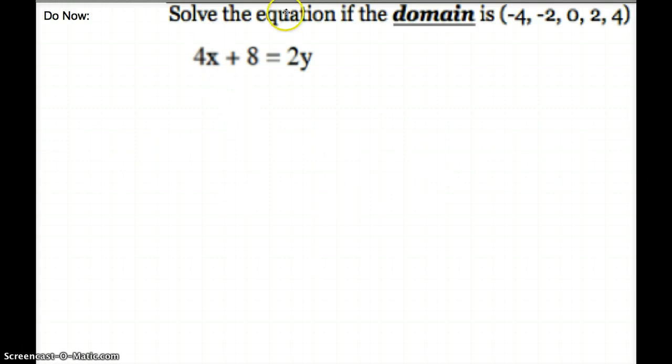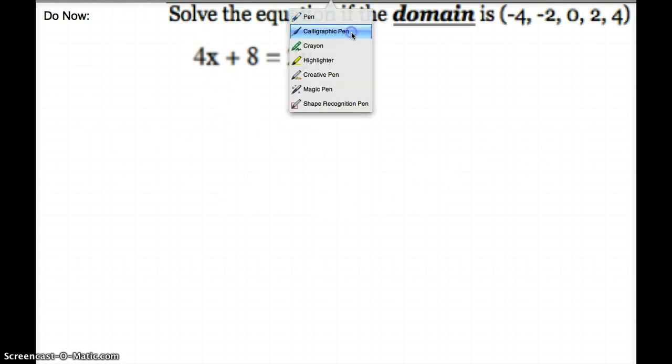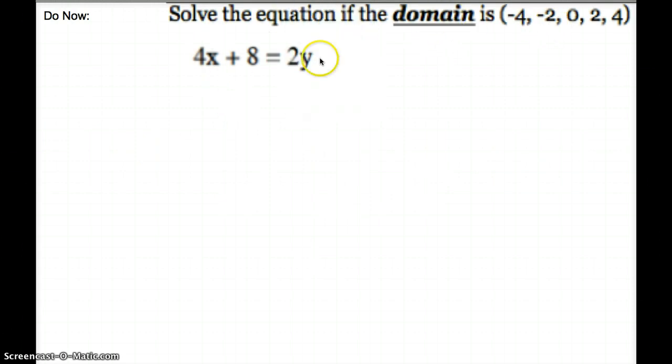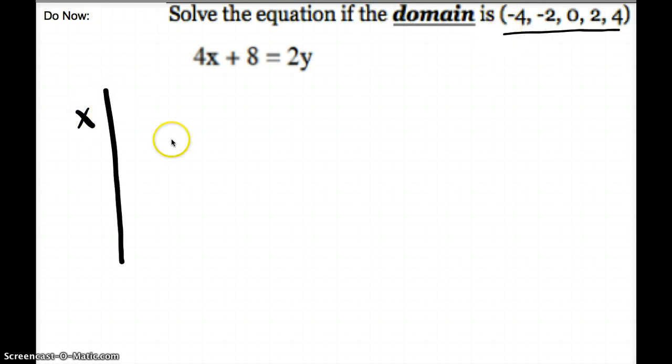So quick review, this is your do now question. It gives you your domain, which we know as our x values. These are our domain values. And then your range values, which is your y, is what we're looking for. This should be fairly easy. It's the same one that you had in your paper from yesterday. So let's substitute each one.